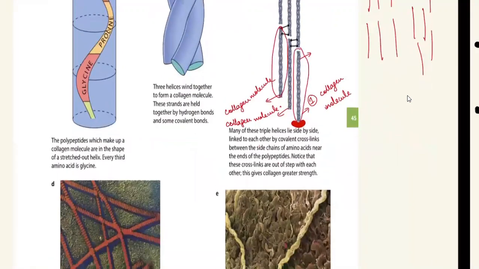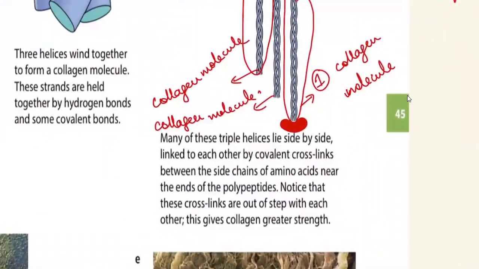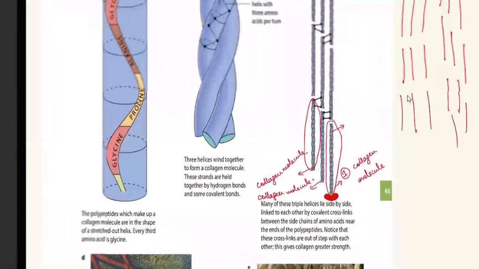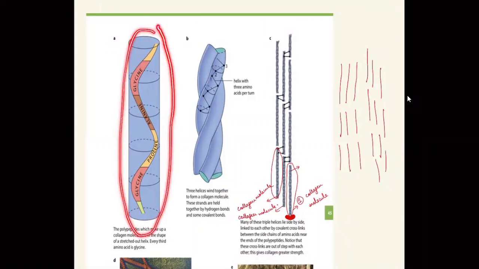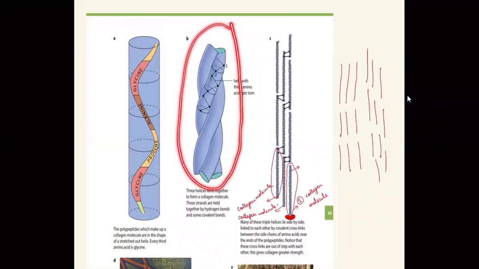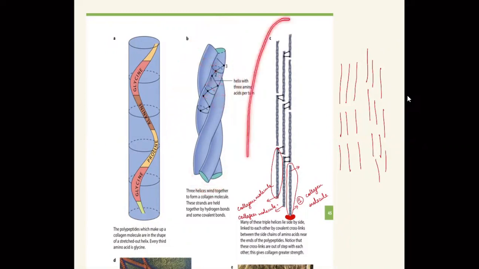और यही चीज इसमें लिखी हुई है कि many of these triple helices lie side by side, linked to each other by covalent cross links between side chains of amino acids. Side chain मतलब R groups near the ends of the polypeptides. Notice that these crosslinks are out of step with each other, which means they are staggered, and this gives collagen greater strength. So, one polypeptide chain or one helix, triple helix, making one collagen molecule. And within one triple helix, ये chains एक दूसरे के साथ interact कर रही हैं because of hydrogen bonds and covalent bonds. बहुत सारे triple helices जो एक दूसरे के साथ interact कर रहे हैं is because of covalent bonds.